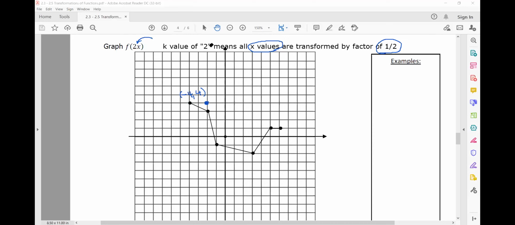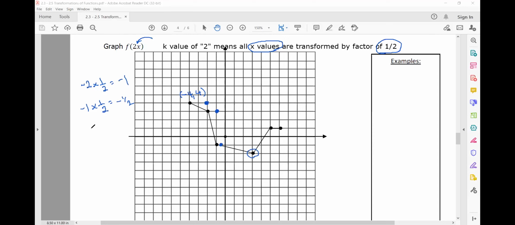Negative. Yeah, let's do it. -1. Yeah, -2 times half is -1. The x value for this is -1, so -1 times half is -half. It's -0.5. So now I'm dealing with here. Well, how about this one?